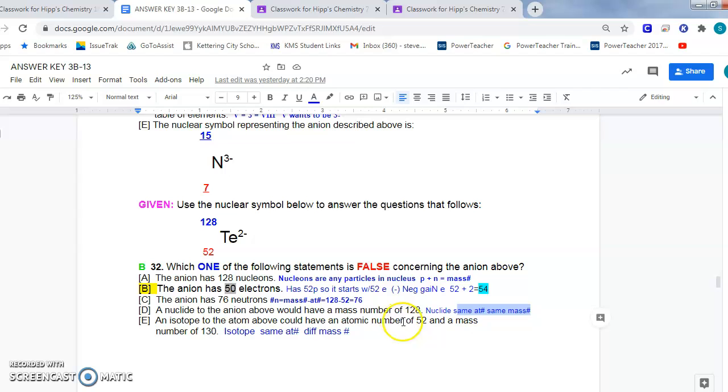An isotope could have an atomic number of 52. If it's an isotope, it has to have the same atomic number. So it must have a 52. And its mass number could be 130. Absolutely. So how are isotopes different than nuclides? Both isotopes and nuclides have to have the same atomic number. Isotopes have to have a different mass number. Nuclides would have to have the same mass number. And that finishes page 5 of the test.